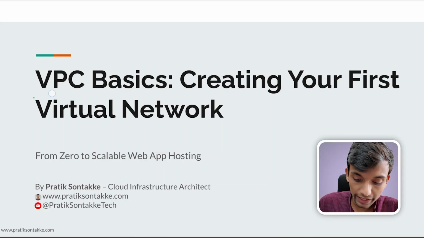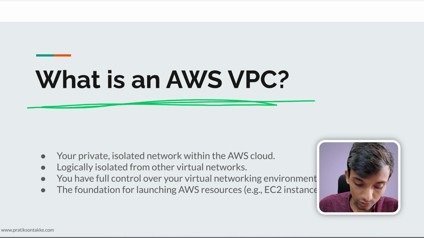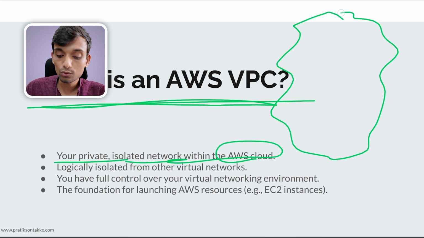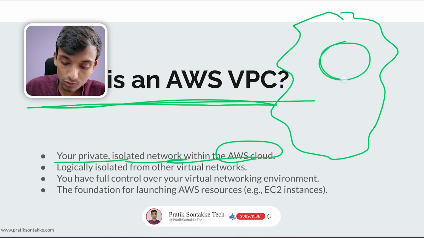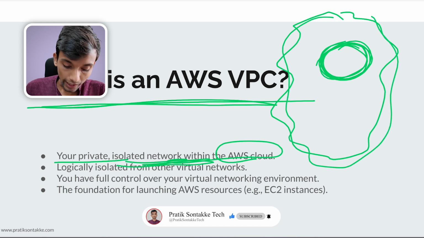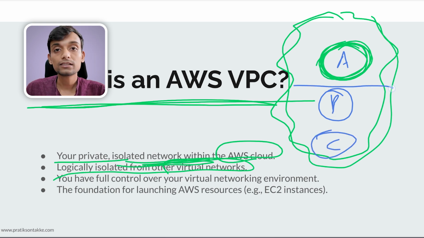VPC basics: creating your first virtual network. What is AWS VPC? Your private isolated network within your AWS cloud. This is the whole cloud, and you want to own a small section from it, right? So this is called a VPC, an isolated network within your whole AWS cloud, logically isolated from other virtual networks. Let's say this is B's virtual network, this is C's. So these are all isolated.